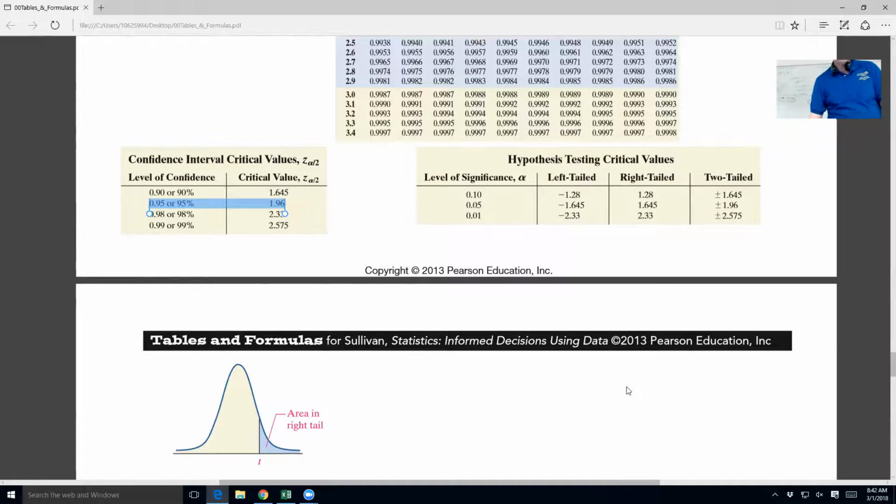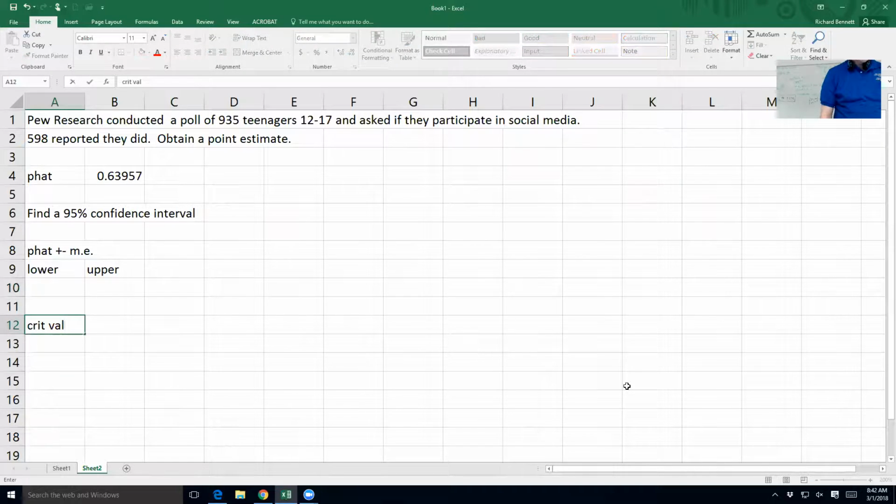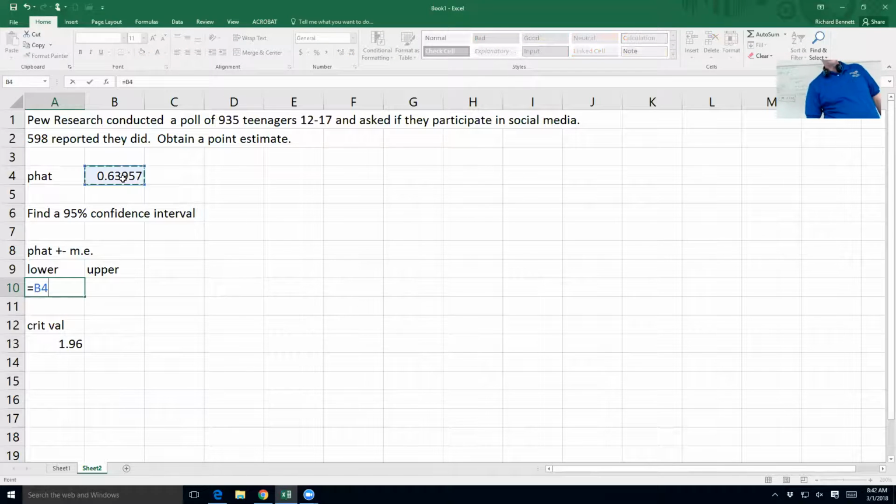All right, so my critical value, my z sub alpha over 2 in my formula here, is going to be 1.96. So maybe I'll put that on here. So my critical value is 1.96. As I'm using this, I'm going to do my p hat, which is right there. I'm going to subtract my critical value, and I'm going to multiply that times the square root of, and now it says p. Do I know what p is?